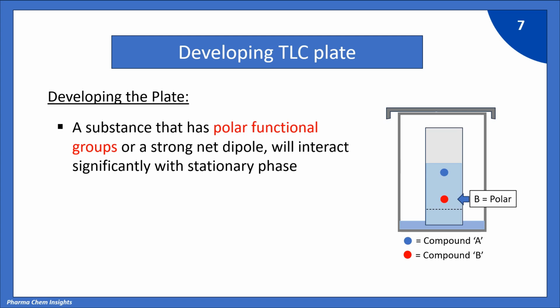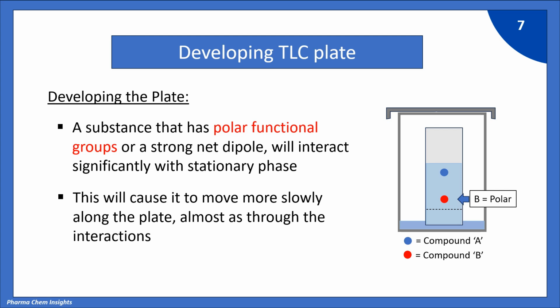A substance that has polar functional group or a strong net dipole will interact significantly with the stationary phase. This will cause it to move more slowly along the plate. You can see the image on the right hand side. Compound B with the red spot is polar.